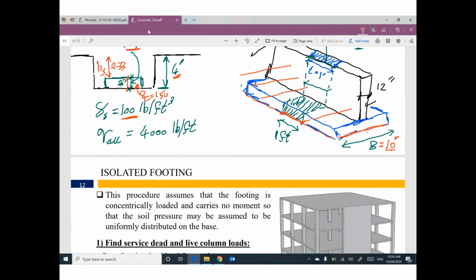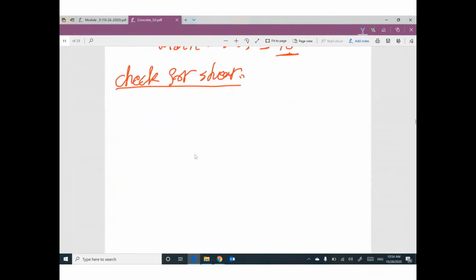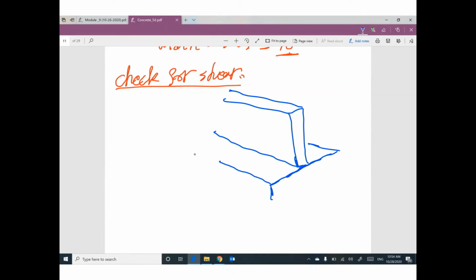Okay, I will explain in more detail one more time. We have a footing, we have a wall. This wall is supported by a footing. From calculation, we found this width of footing equals 10 feet. And we are talking about unit length. This length is 1 foot.